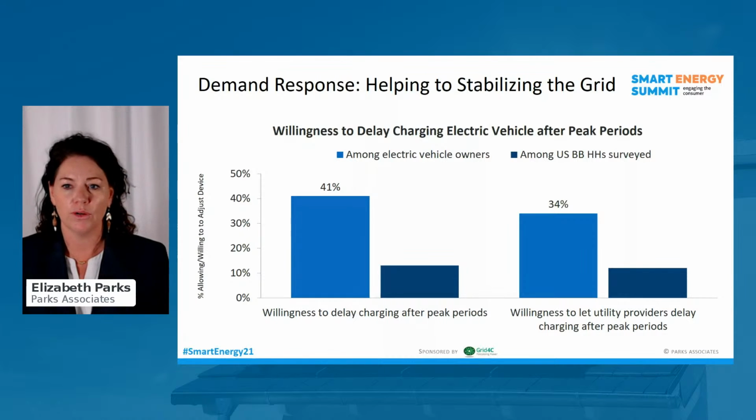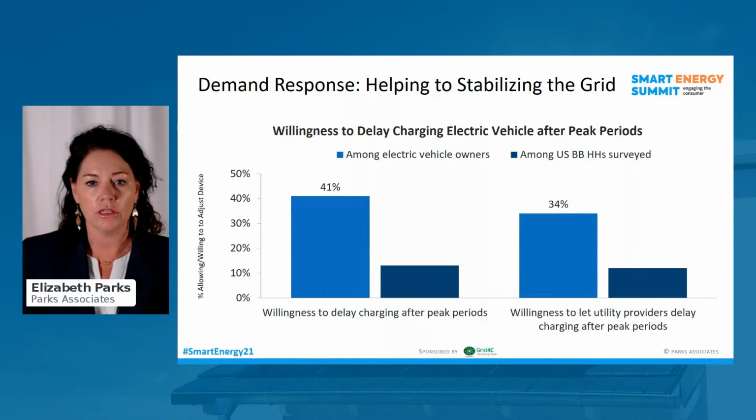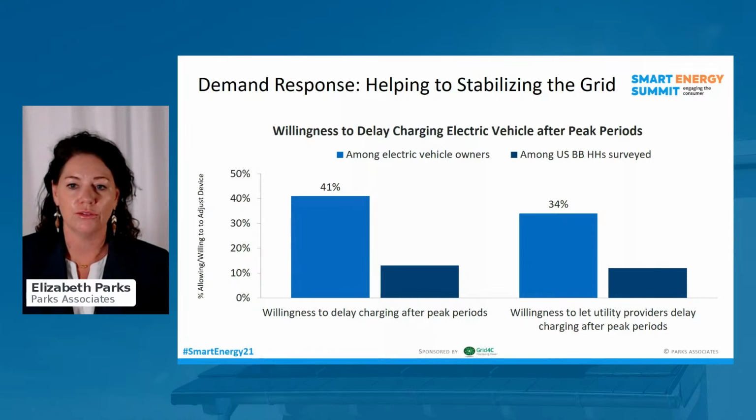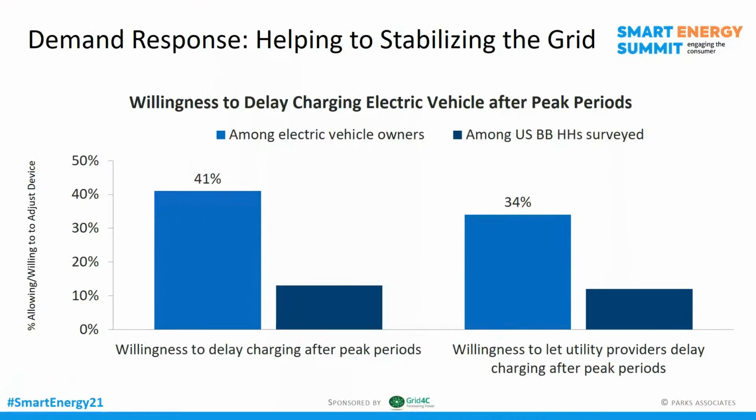This is a specific question that we asked to EV owners and also all broadband households about their willingness to allow a utility to delay charging during peak periods, which could help potentially reduce blackout situations for the utility. And you can see overall the EV owners, who represent 7% of all broadband households, show a willingness to delay charging and even let a utility provider delay charging to help stabilize the grid. However, the vast majority are not willing participants right now.